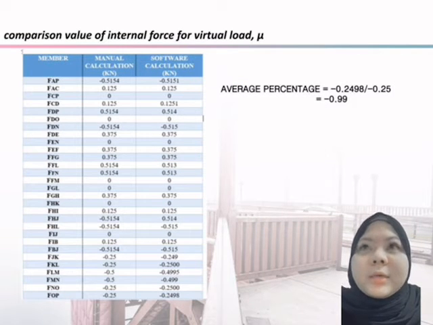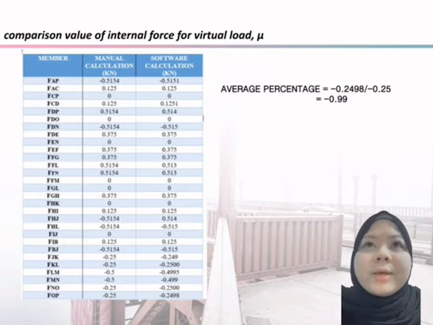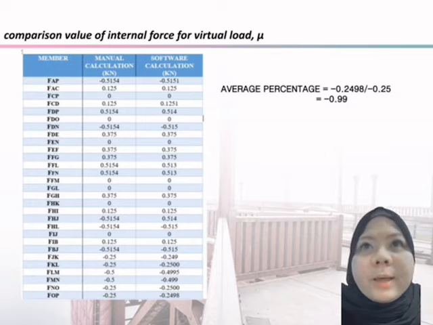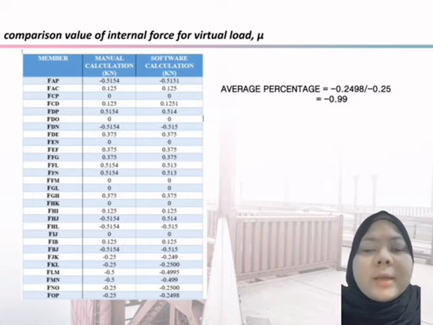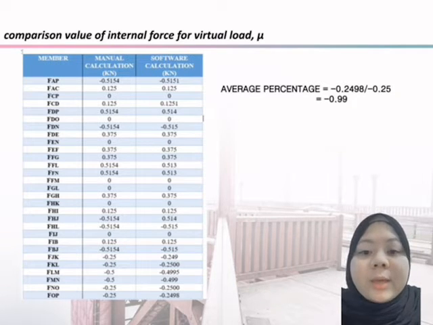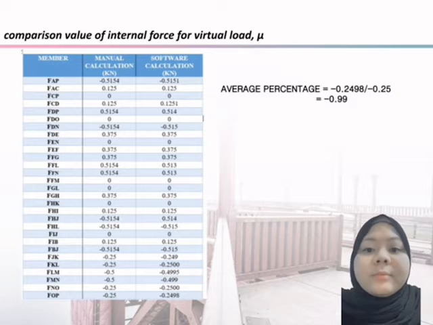Next is the comparison value of internal force for virtual load. To find the average percentage, we must divide the software calculation by the manual calculation. So here is negative 0.2498 divided by negative 0.25, and we get the average percentage of negative 0.99.